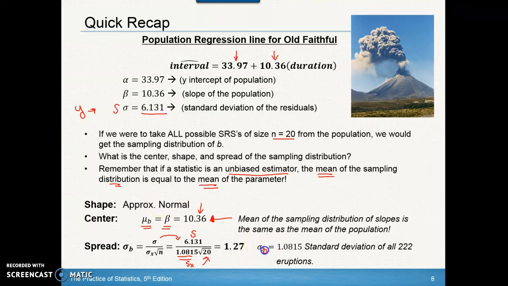Now let's look and see how we are going to find the standard deviation. The standard deviation here is sigma, which is your standard deviation of your residuals, which was given to us above, all over the standard deviation of x times the square root of n. This information will be given to you: standard deviation of x, your sample size. The spread is 1.27. So that's your standard deviation of the slope. Well, what exactly does that tell us? That tells us, on average, how far away our sample slope is from the population slope.